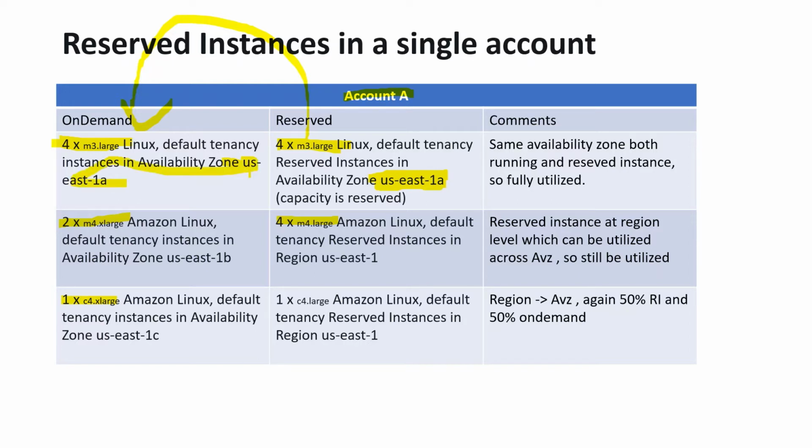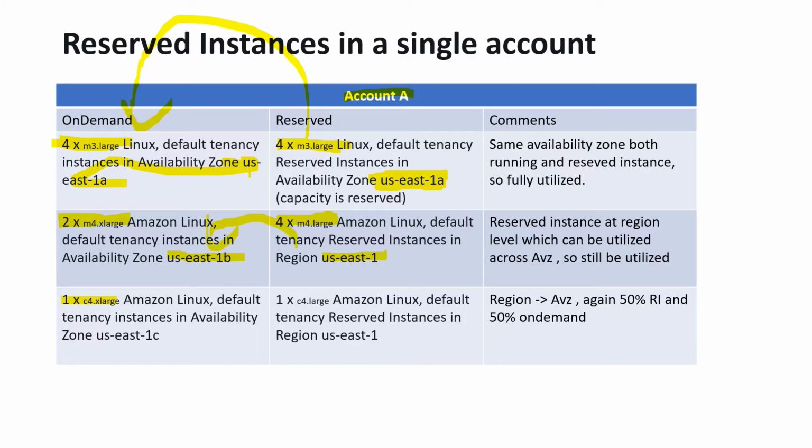In the second example, there are 2 by m4.xlarge. Here it's 4 by m4.large. Based on the normalization factor, 2 m4.large is equivalent to 1 m4.xlarge. So all the 4 m4.large will be used for 2 m4.xlarge. And here, this is at the region level. If you are doing the reservation at the region level, you can apply it on any availability zone level. So no issues here.